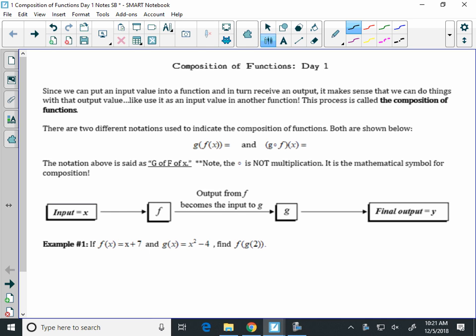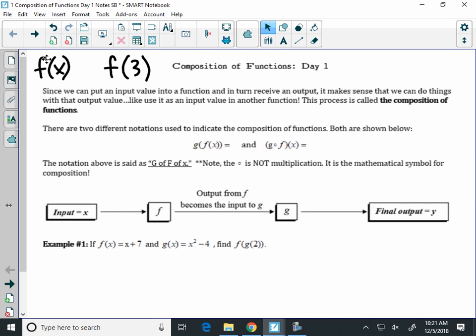Now, in Unit 1, you did function notation, so things that looked like f of x. And you put numbers in for x, f of 3 and f of 6. Well, this composition of functions builds on what you were doing in that last unit.